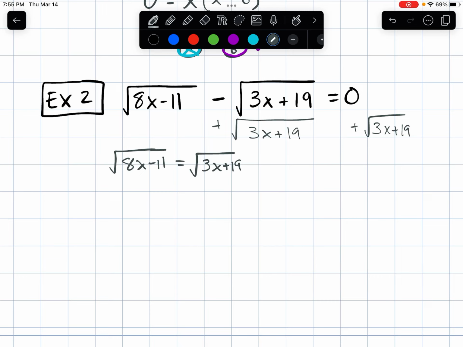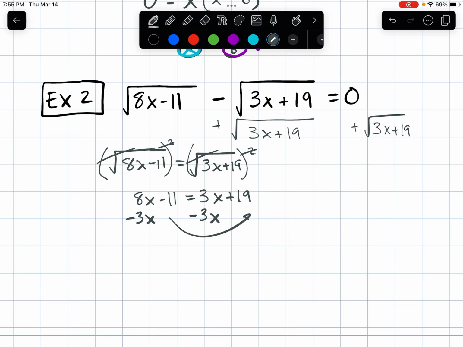And to undo a square root, we need to square both sides. So I'm going to square both sides here. Square and square root undo each other, so we just have 8x minus 11 equals 3x plus 19. I can then solve for x. Let's move the 3x over to the left. So I'm going to subtract 3x on both sides. And then let's move the negative 11 over to the right. So I'm going to add 11 on both sides. 3x's cancel, 11's cancel. So 5x equals 30. And we'll divide both sides by 5 to find out that x is 6.